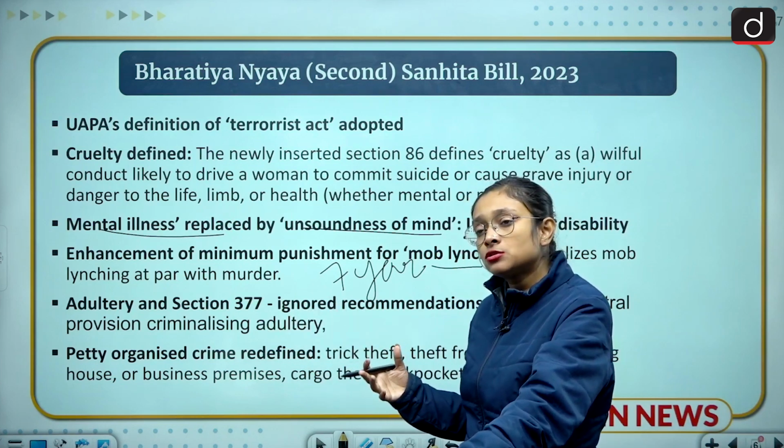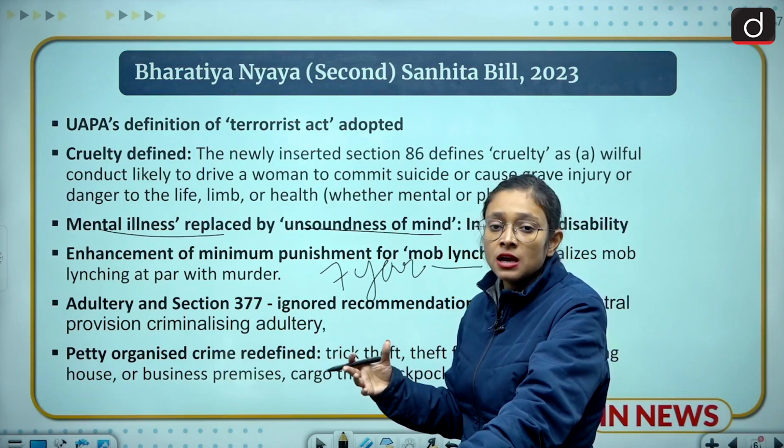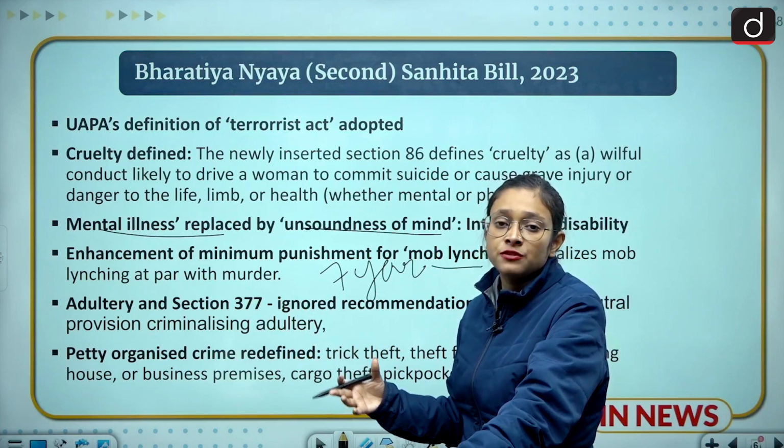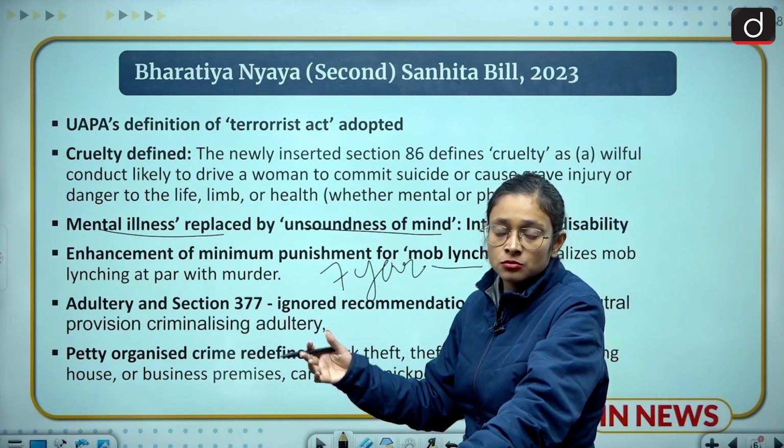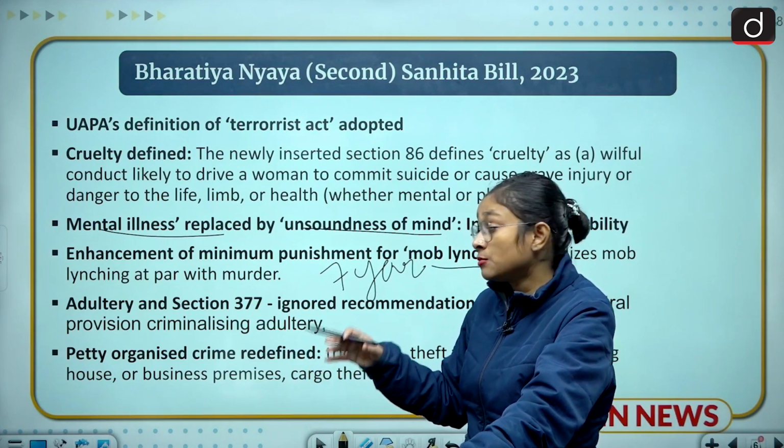And what is mob lynching? When more than 5 people threaten a person physically, or do harm to any person physically or mentally, that is called mob lynching.